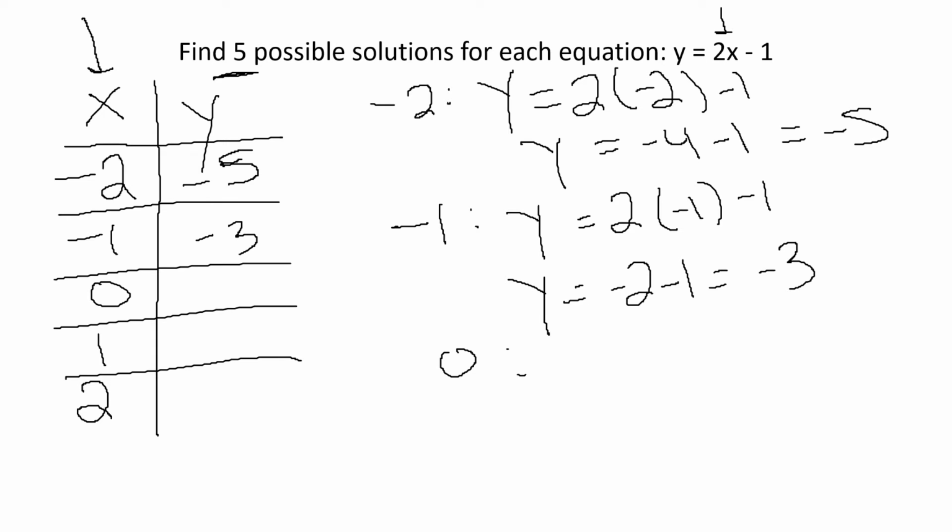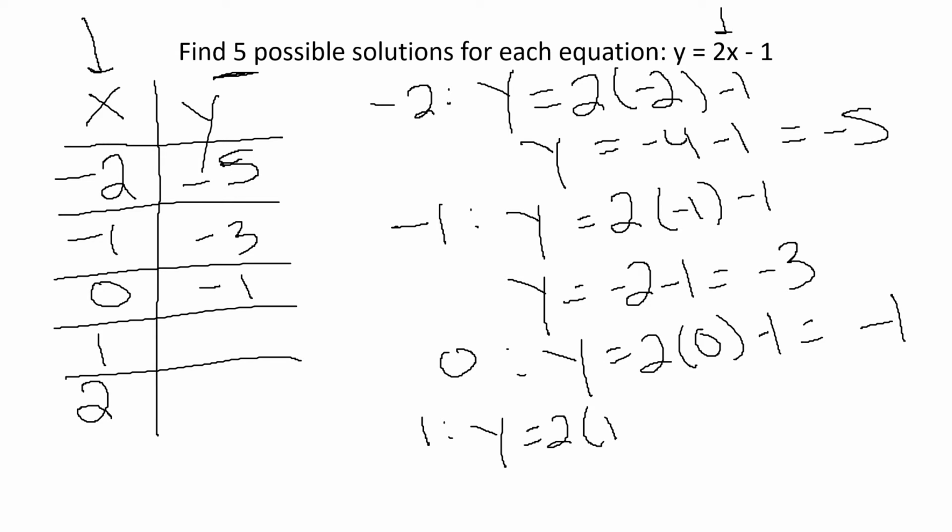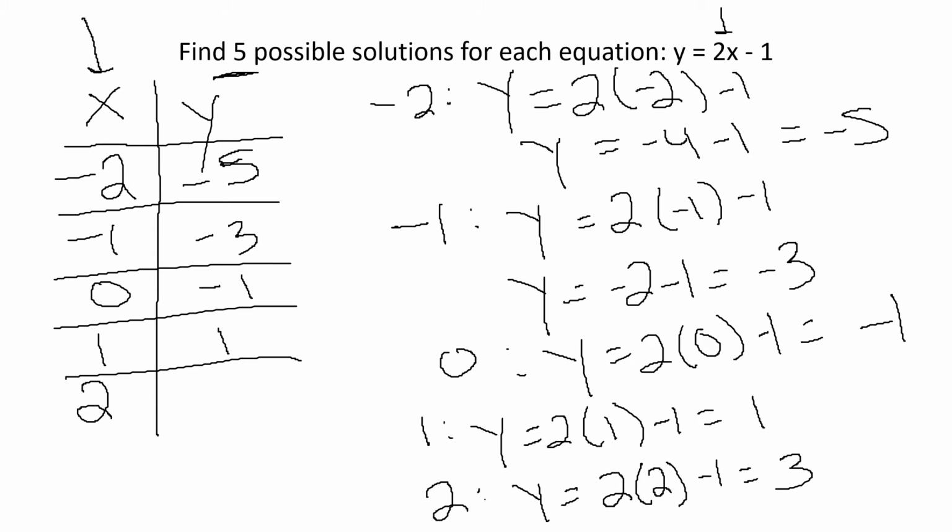If I plug in 0, Y equals 2 times 0 minus 1. That's going to give me a value of -1. If I plug in +1 for my X, I'm going to have 2 minus 1, which is 1. If I plug in 2, 2 times 2 minus 1, which is 4 minus 1, which is 3. So this is a T-chart.